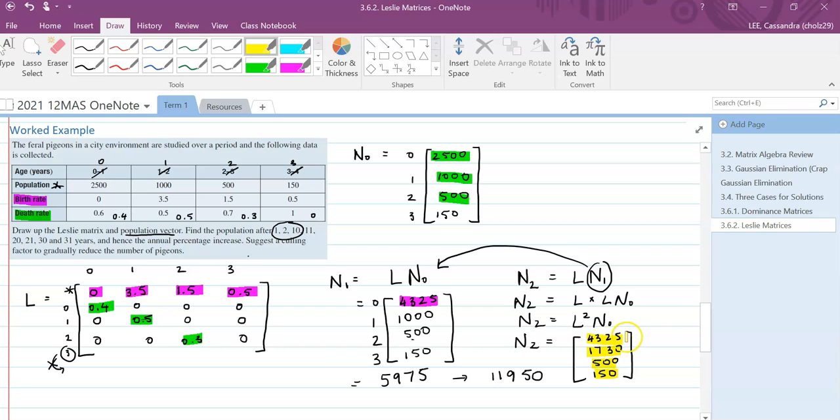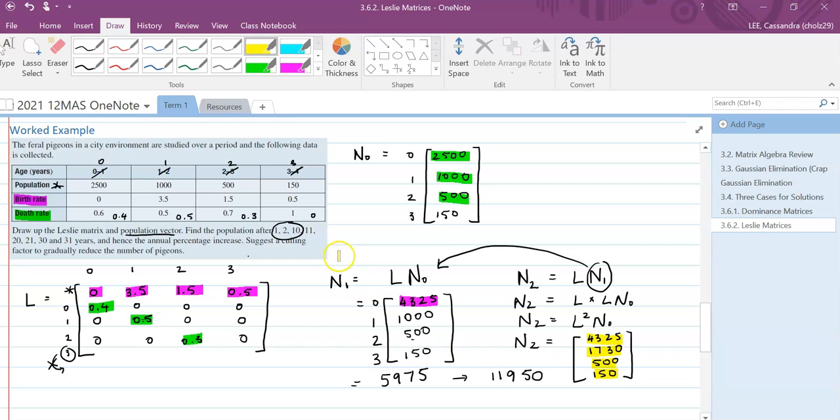So what I'm expecting to see as we continue this trend is more and more newborns, which means a higher population of first years, then a higher population of second years, then a higher population of third years. So we can see that this feral pigeon number is actually increasing over time.